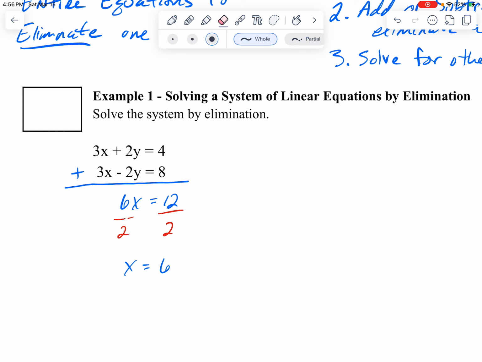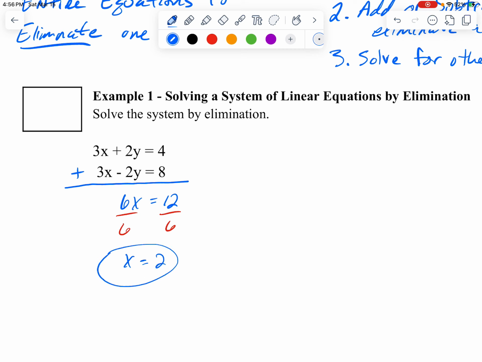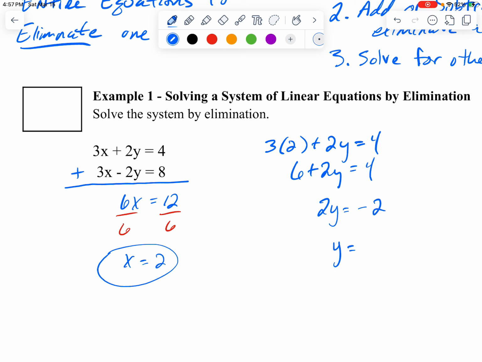And then we just finish solving for x. Sorry, my brain was working ahead of my hand here. We should be dividing by 6, because that's 6x, and then x equals 2. There we go. And again, now that I've got that x equals 2, I can plug this into either of the original equations. So instead of that x right there, I'm going to substitute the 2. So I've got 3 times 2 plus 2y equals 4. 3 times 2 is 6. Subtract 6 from both sides. And divide by 2, you get y equals negative 1.